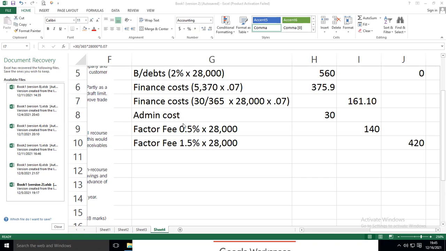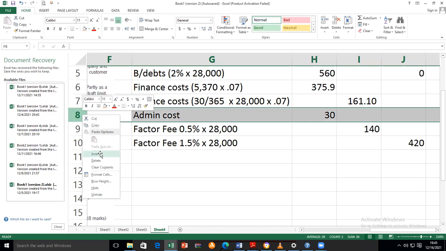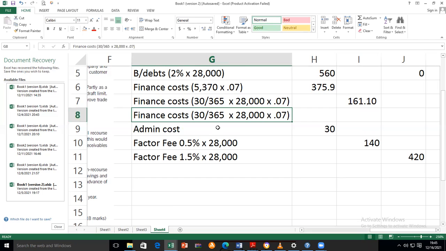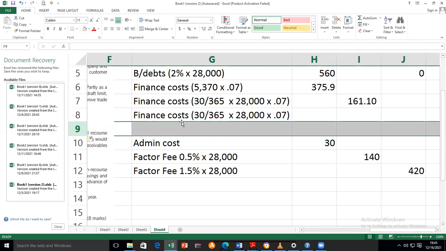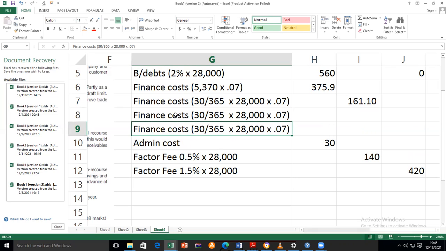What of option number 2? How much is the finance cost? There'll be 2 lines. What are those 2 lines? Let's go. 80% and 20%. What do we mean? Let's go. How much money is coming from the factor?